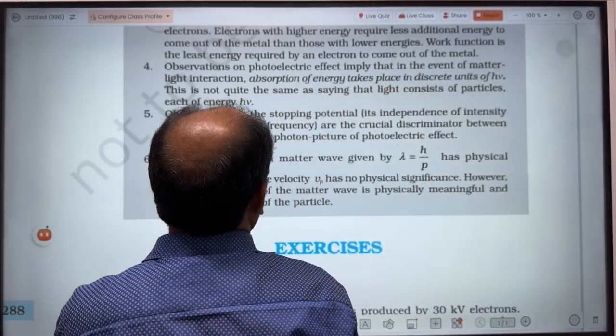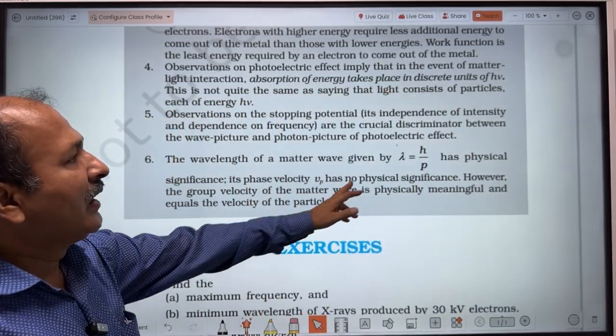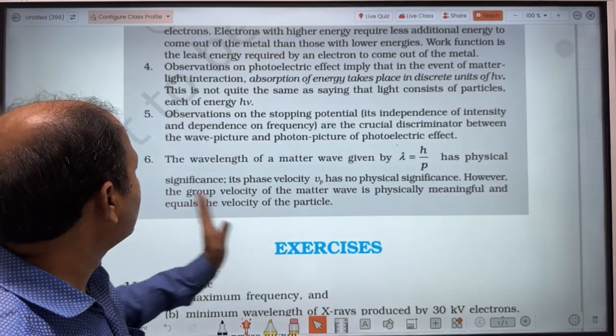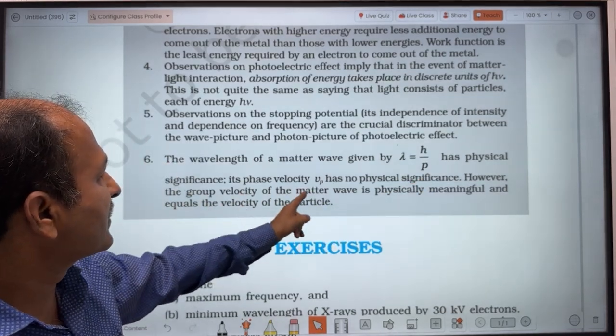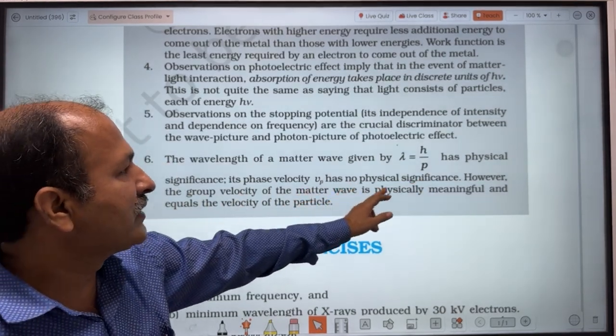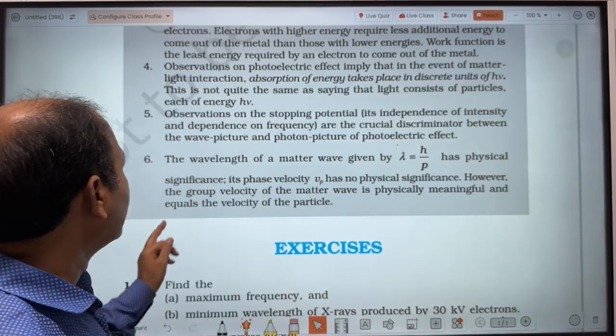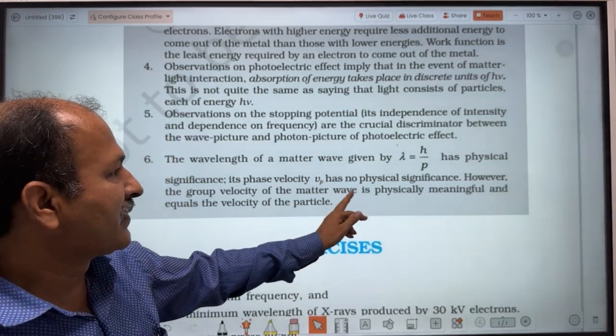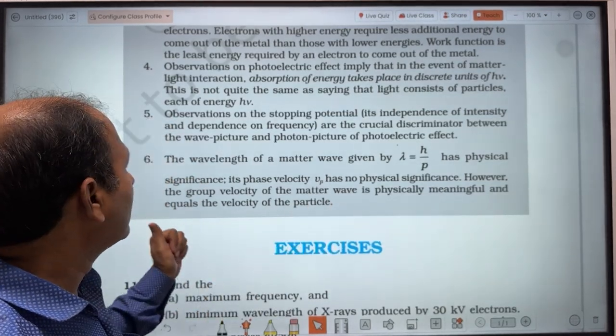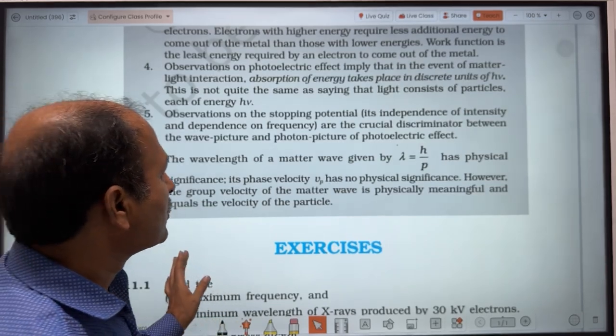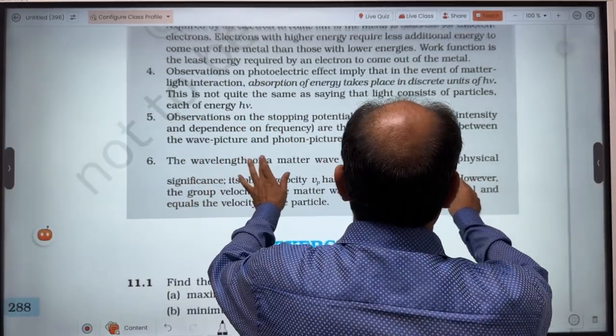And the wavelength of a matter wave given by lambda equal to h upon p has physical significance. Its phase velocity vp has no physical significance. However, the group velocity of the matter wave is physically meaningful and equals the velocity of the particle. So this is all about the topic.